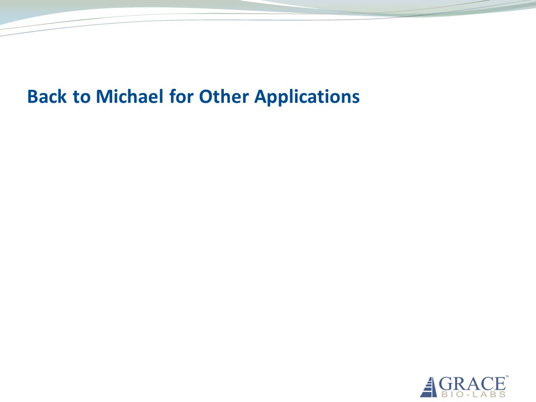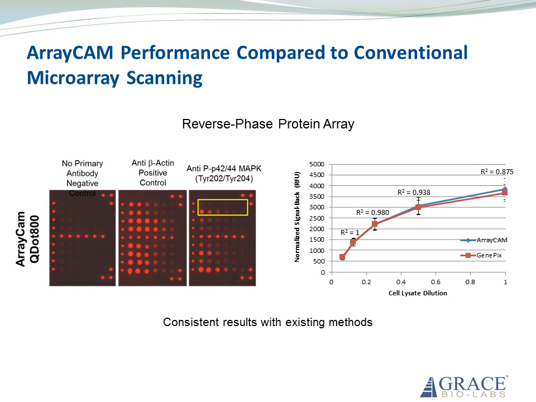Here are some examples of additional applications of imaging with PNC microarrays. In parallel with the hardware and optics development of the ArrayCAM, we have also been validating its use with existing array protocols using QNPs, other organic fluors in various microarray formats.